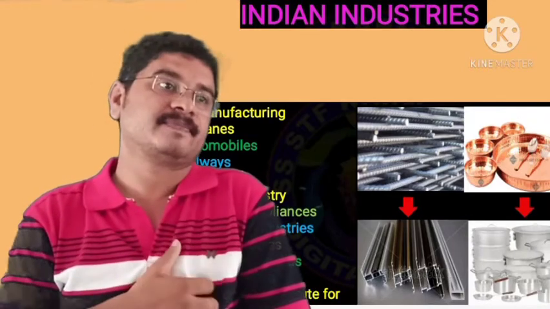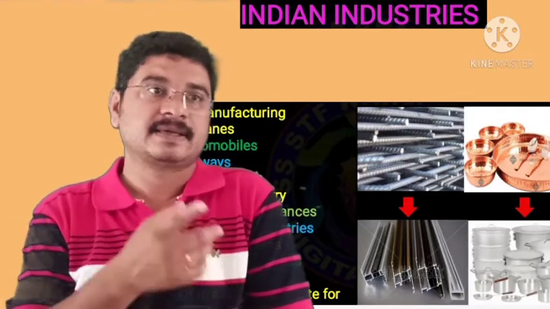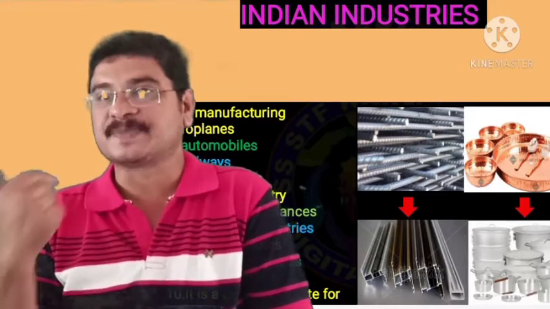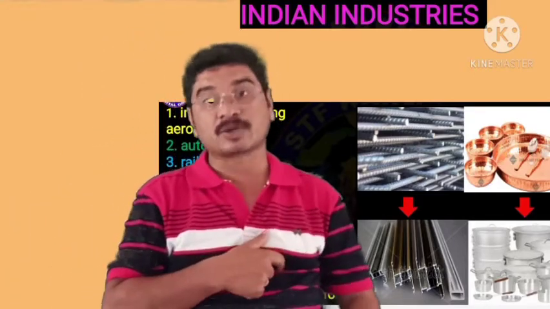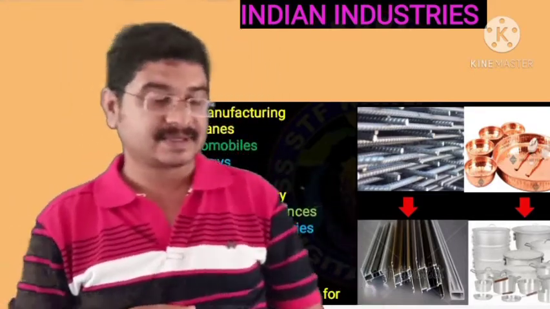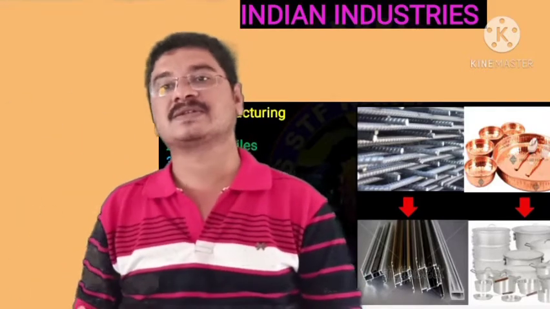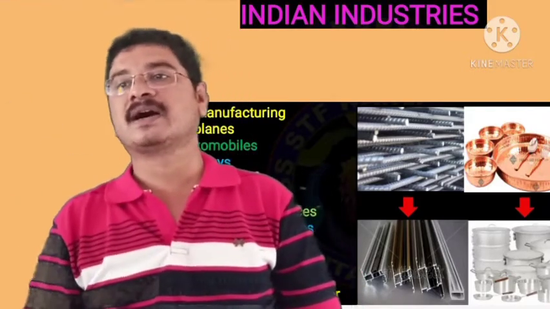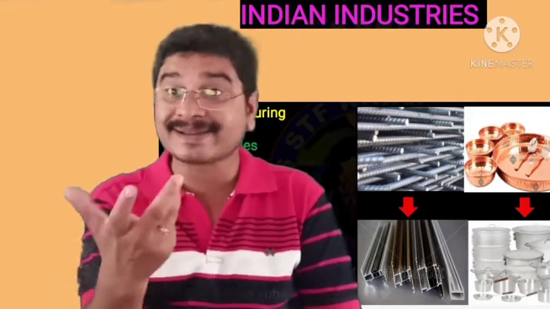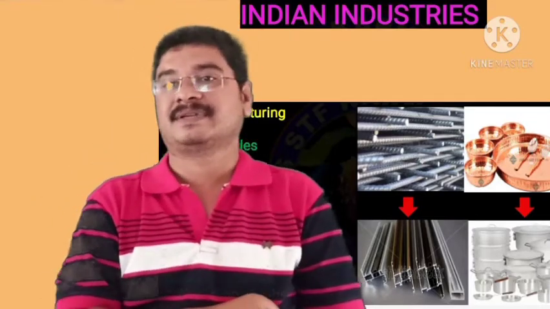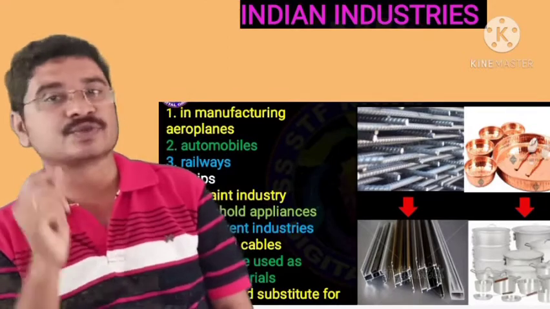Is there anything else? Ships, automobiles, and some household appliances also use aluminium. Then electrical cables, and its foils are used as packing materials in hotels. It is a good substitute for steel and copper.